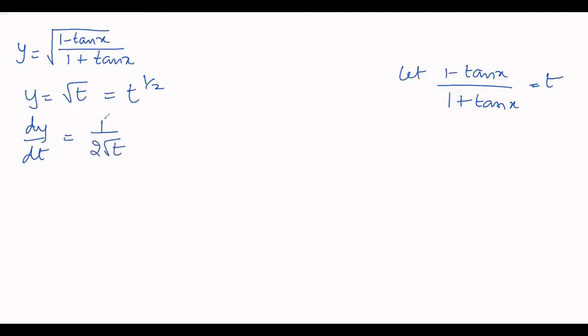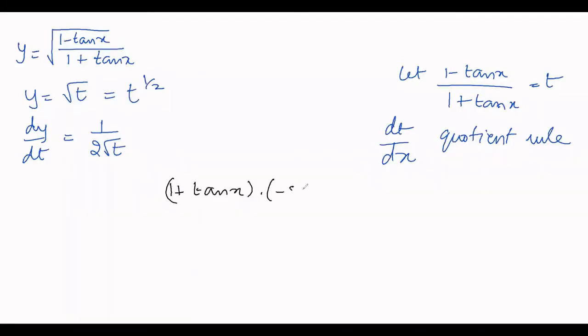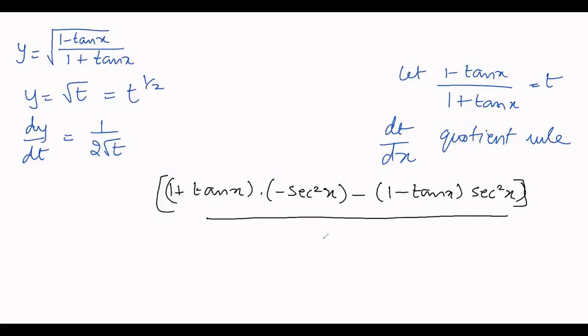Okay. Then here t is a function of x. So if I were to find dt by dx, I can apply the quotient rule. So let's see the application of the quotient rule in order to find dt by dx. Denominator, which is 1 plus tan x, into differential of the numerator, which is minus secant squared x, minus numerator into differential of the denominator, the whole divided by denominator whole square, which is 1 plus tan x whole square.